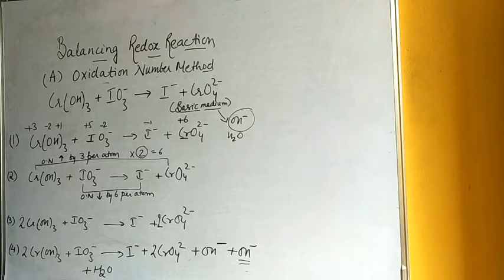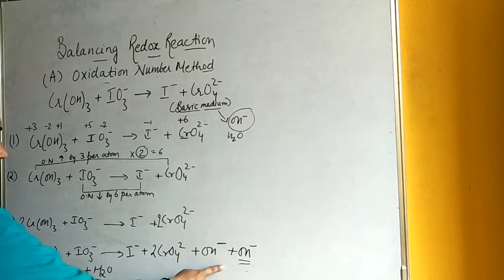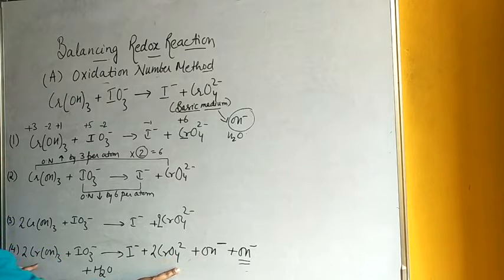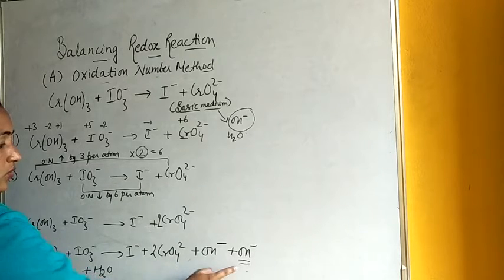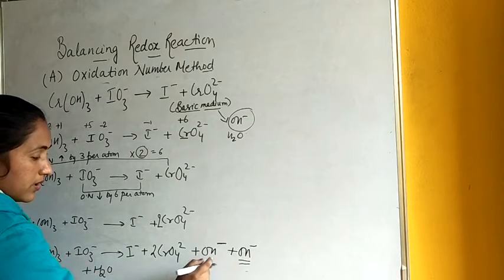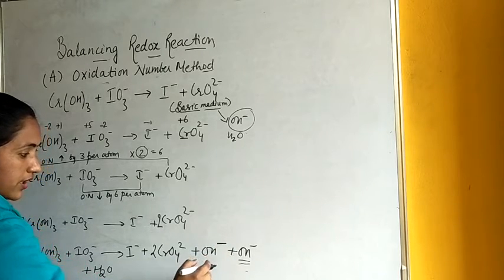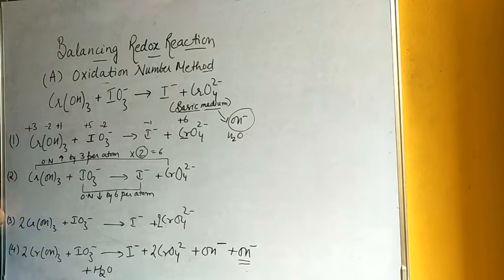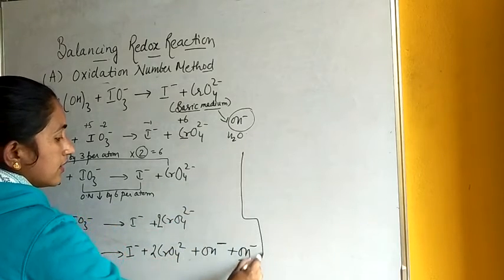So what will it become then? We have to get the OH negative added. So 2, 4, 8. Hydrogen, as I said earlier, 3 twos are 6, 7, 8. But here we have only 2 OH negative. So how can we get it to 8? If we get 8 OH negative, right? So let me just write it here.